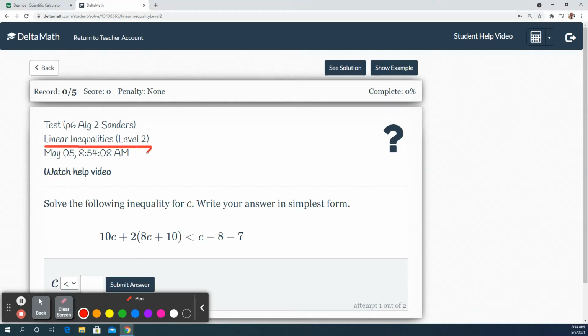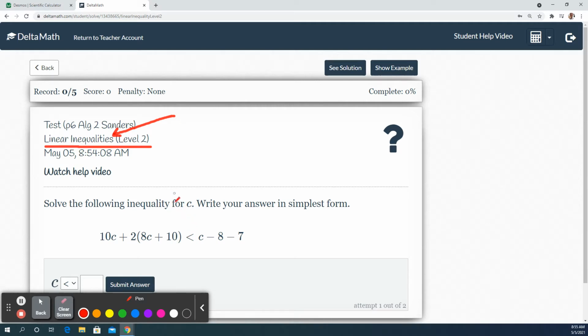Linear inequalities, level 2. Inequality refers to the signs that are not equal signs. Usually it's the less than, greater than, less than or equal, or greater than or equal. We always read it left to right. So if I read it left to right, this is the small side first, so this is a less than sign.